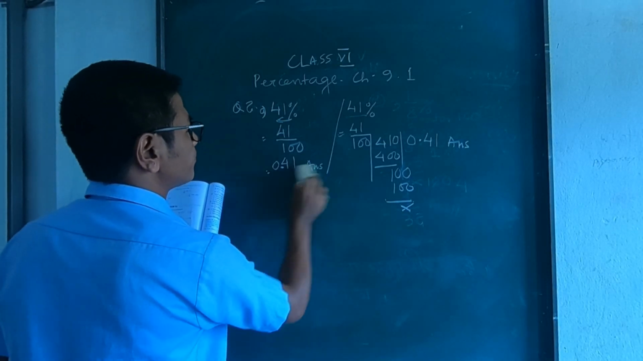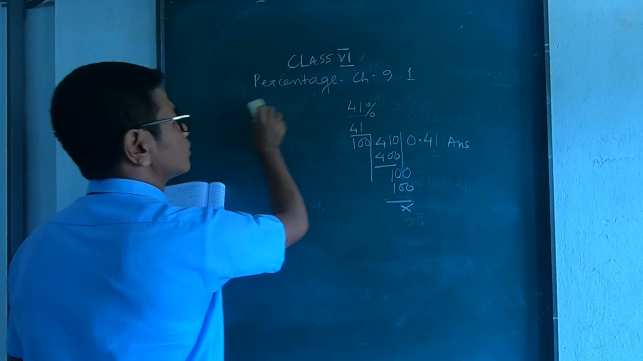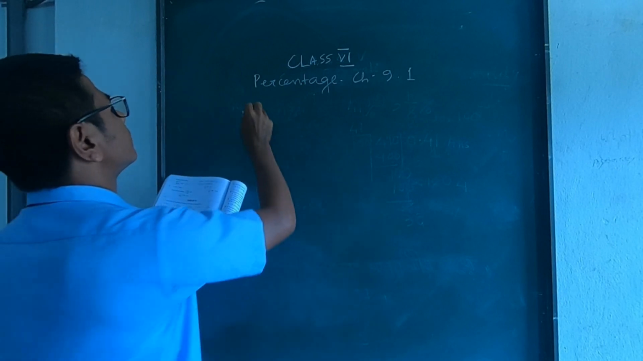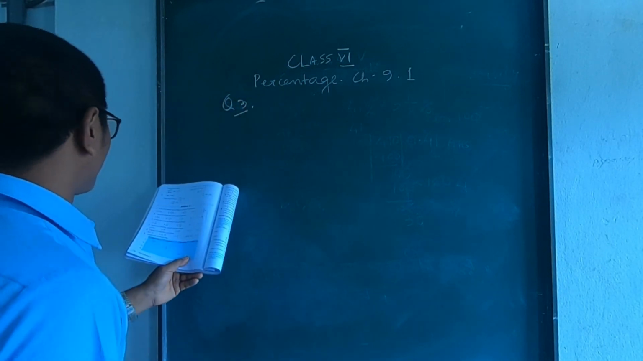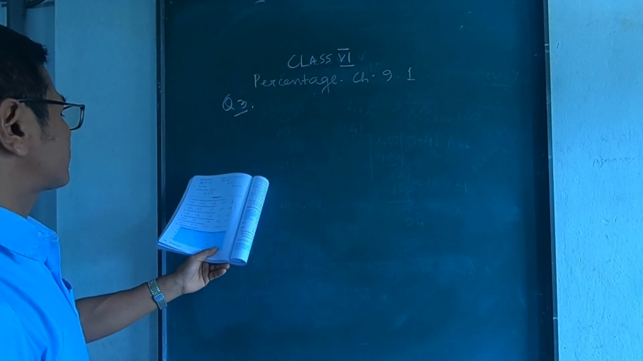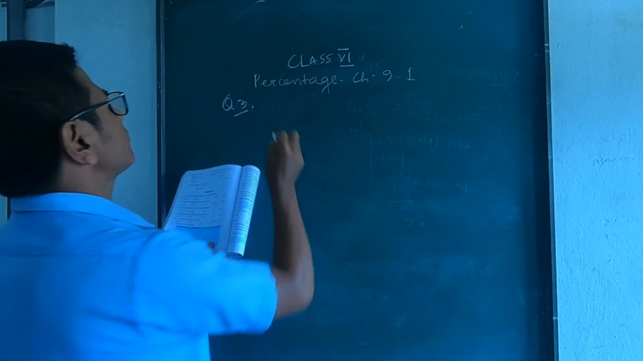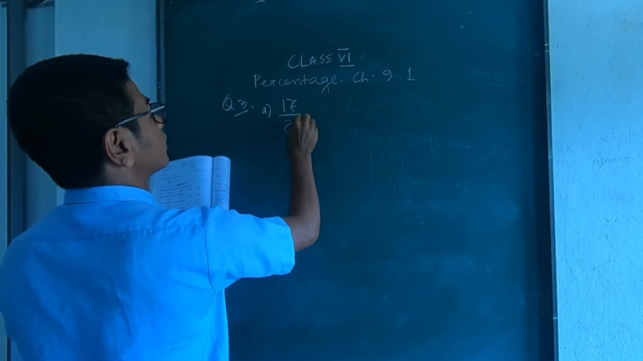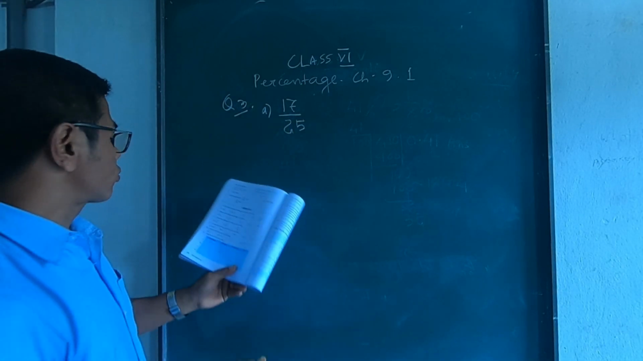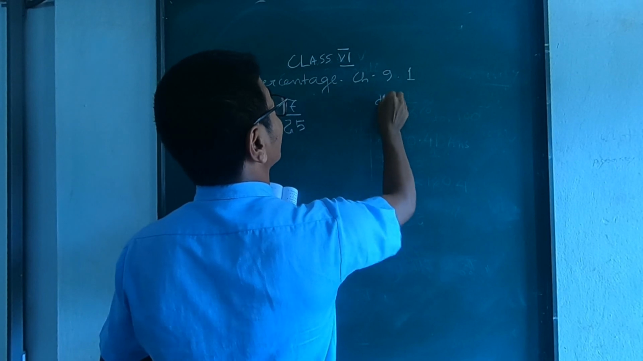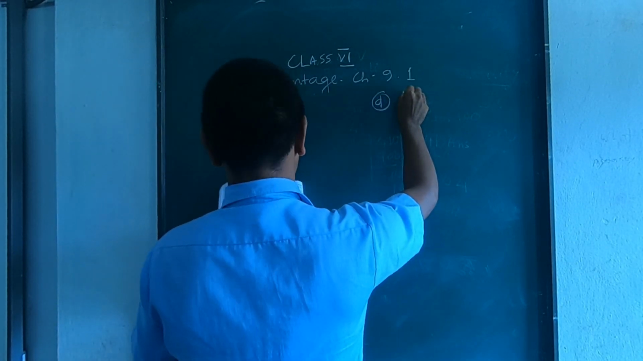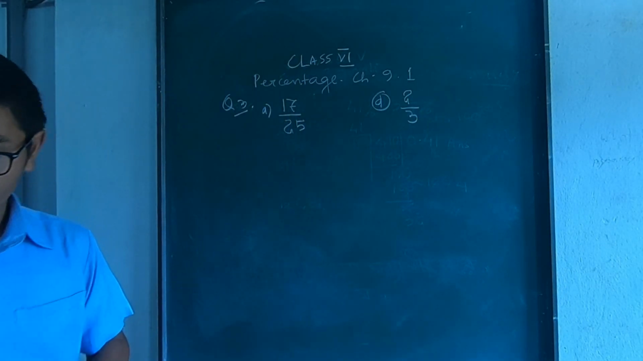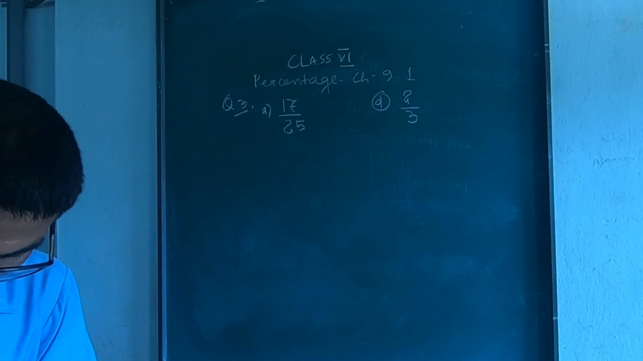Now we move further to question 3. Question 3 reads like this: convert the following fractions into percentage. I will always do question 1. The question is 17 by 25. I'll also be doing for you question D. I will write beforehand 2 by 3. Right? 2 by 3.